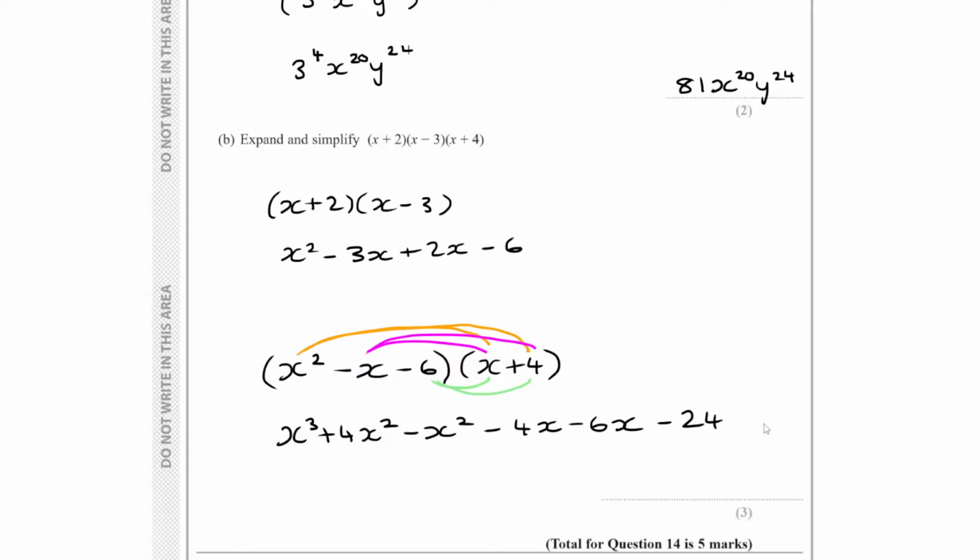Minus 24. Now, the reason why I like to do it in this order is because can you see that all of my like terms, when I go to simplify it, are next to each other? You don't have to do it like that. It's not that important, but I just quite like that. I think it makes it easier. So we get the x cubed, that doesn't ever have a like term. The x squareds we can combine, so that's plus 3x squared. And then the x is minus 10x, and then just the minus 24 at the end. That's how I do it. You might have multiplied it the other way around, that's fine. As long as we've got the same answer at the end, it really doesn't matter. You get a nice 3 marks for that.